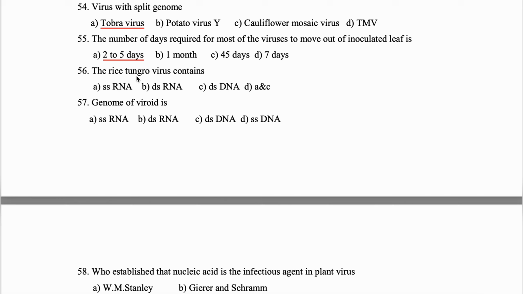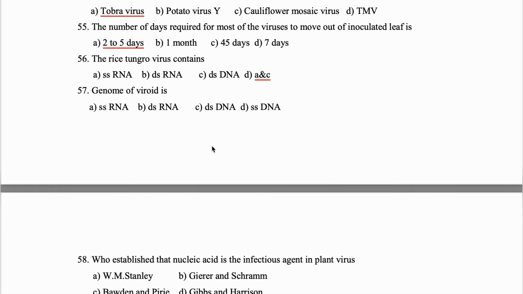Question 56. The rice tungro virus contains both ssRNA and dsDNA. So the answer will be A and C. ssRNA is the genetic makeup for what? RTSV, that is rice tungro spherical virus, and DNA is the genetic makeup for RTBV, that is rice tungro bacilliform virus. Okay, just remember it.